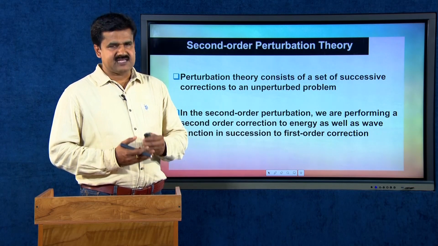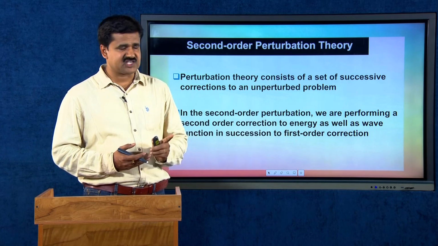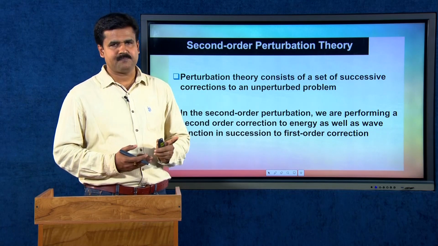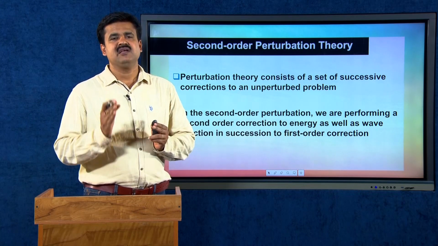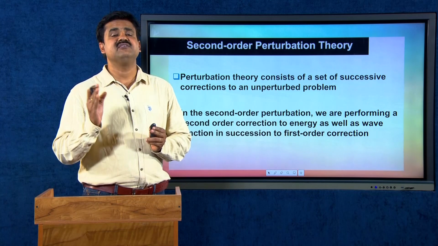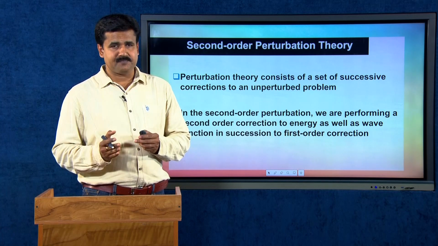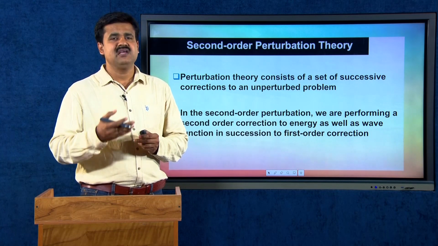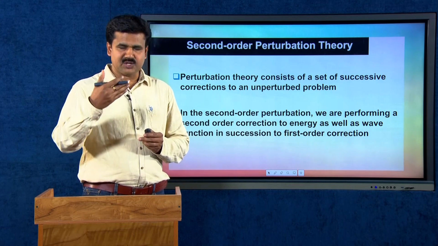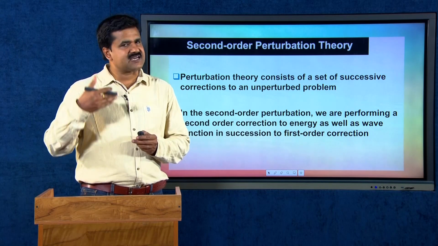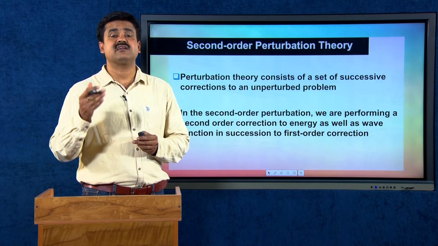Second order perturbation theory. Perturbation theory consists of a set of successive corrections to an unperturbed problem. That is, we must have an unperturbed problem where we know completely the wave function as well as the energy of the system. That is taken as the unperturbed problem. And to that unperturbed problem, we have to give a series of corrections: first order correction, second order correction, and so on. These series of corrections are applicable to the energy as well as the wave function of the unperturbed problem.